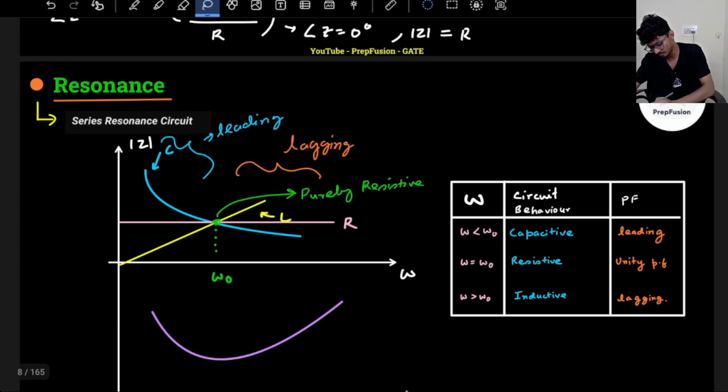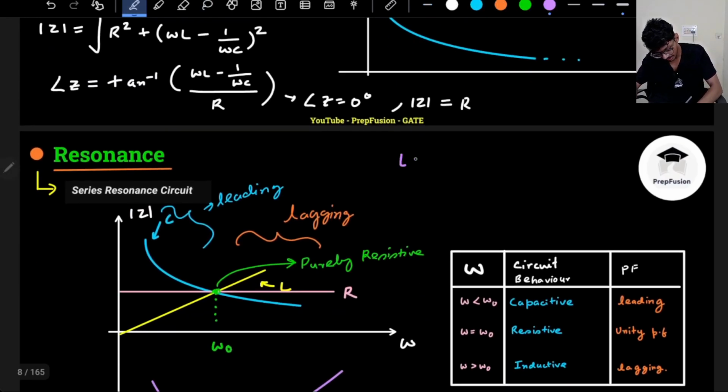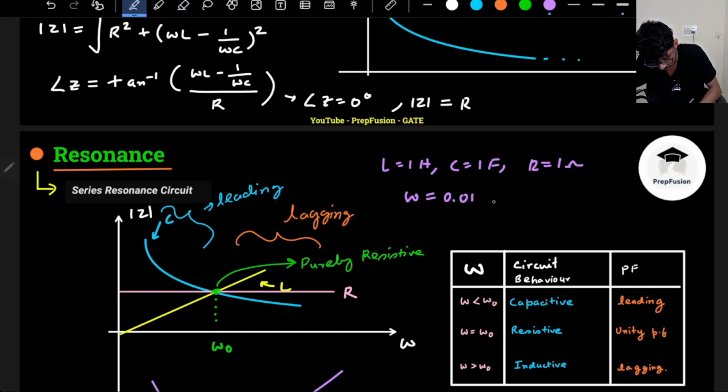How? Let me take a few values, you will understand. Let me take L equals 1 Henry, C as 1 farad, and R as 1 ohm. Let me take a few values: omega equals 0.01, omega equals 1, omega equals 100.